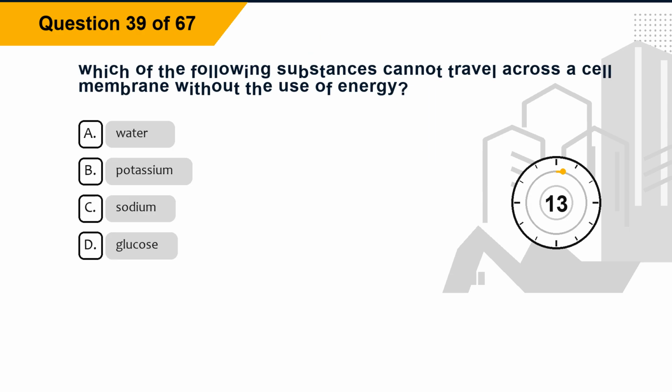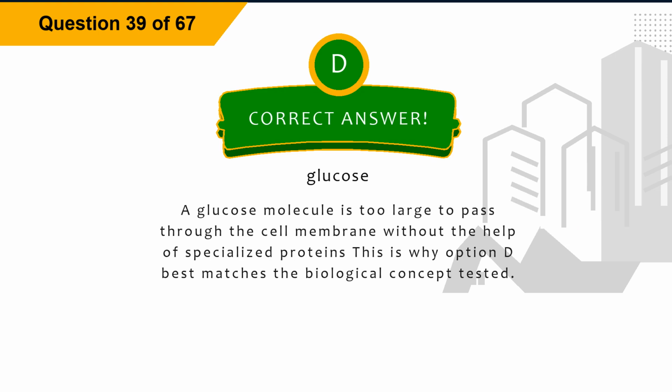Question 39. Which of the following substances cannot travel across a cell membrane without the use of energy? Option A, water. Option B, potassium. Option C, sodium. Option D, glucose. The correct answer is option D, glucose. Explanation.